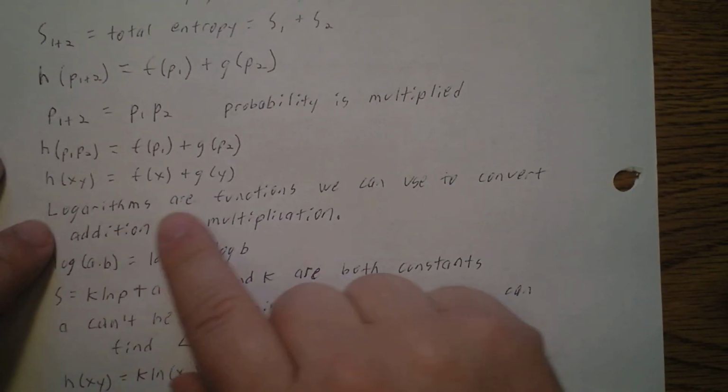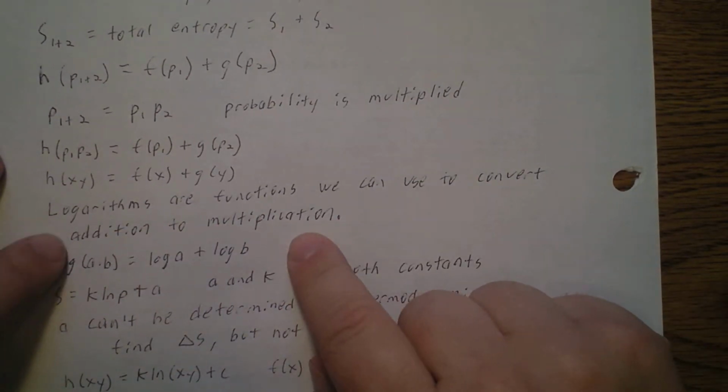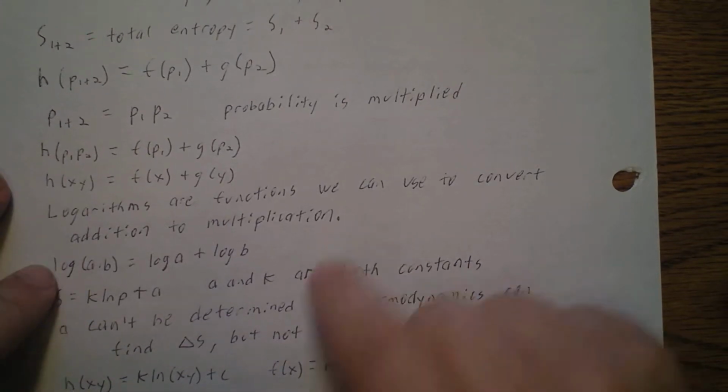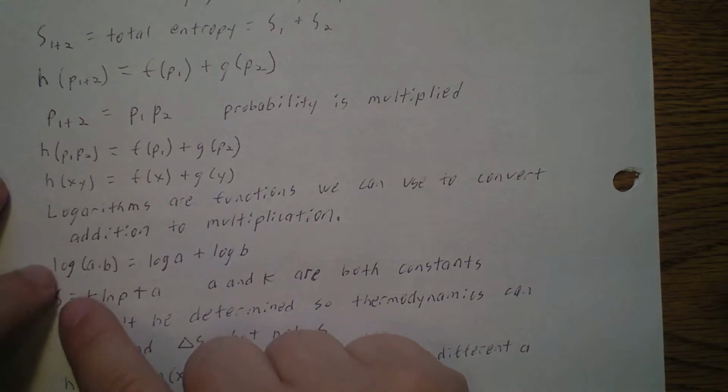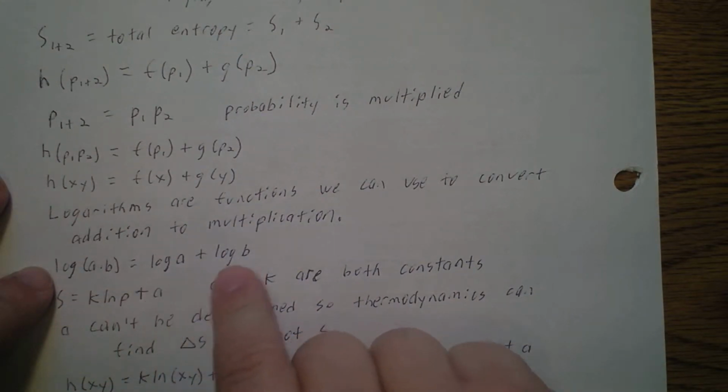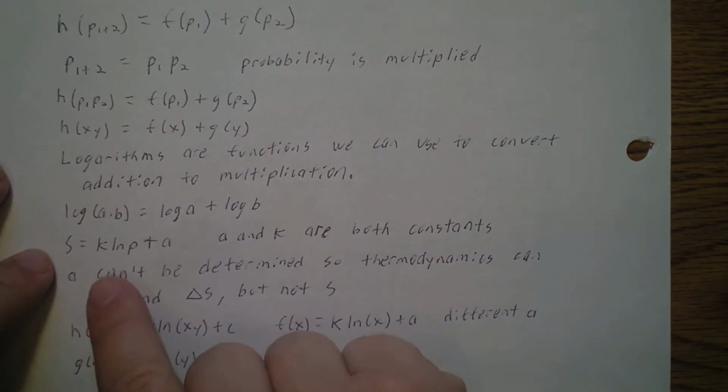So logarithms, remember, these are functions that we can use to convert addition and multiplication, like we're doing up here with the probabilities. So we could say that the log, base 10 in this case, of a times b is equal to the log of a plus the log of b. Or we can use natural log.